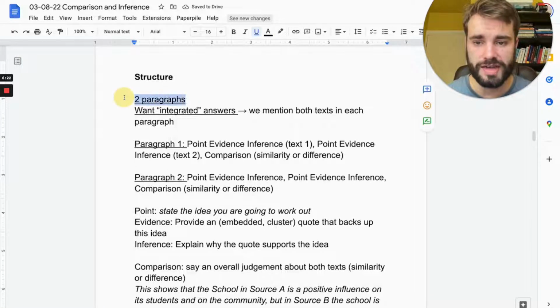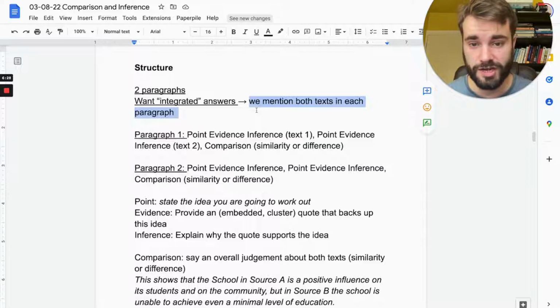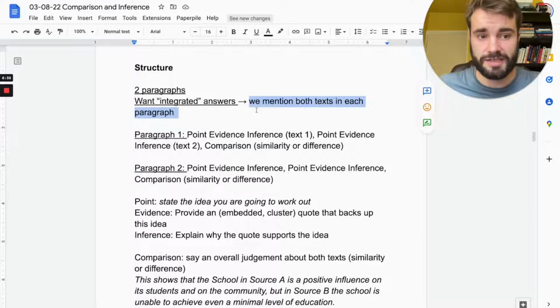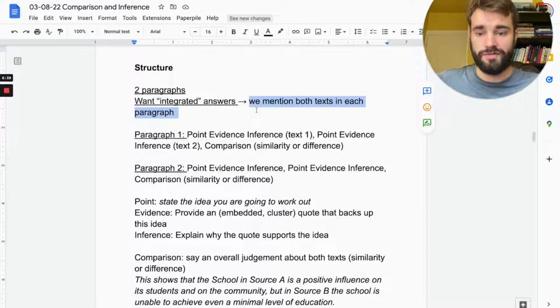Well, you need to write 2 paragraphs and you need to write an integrated answer, which means you mention both texts all of the time. You mention both texts in each paragraph. So you are continually comparing. That's one of the things that examiners expect you to do to get to a grade 7 or above.